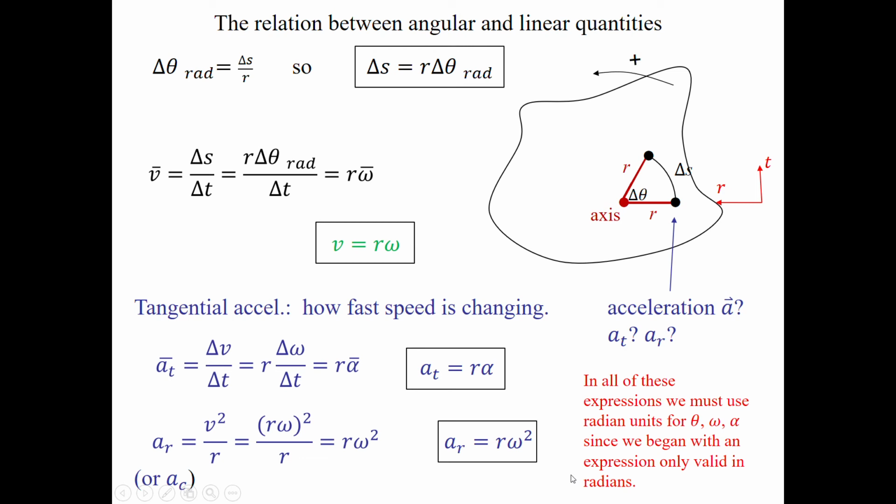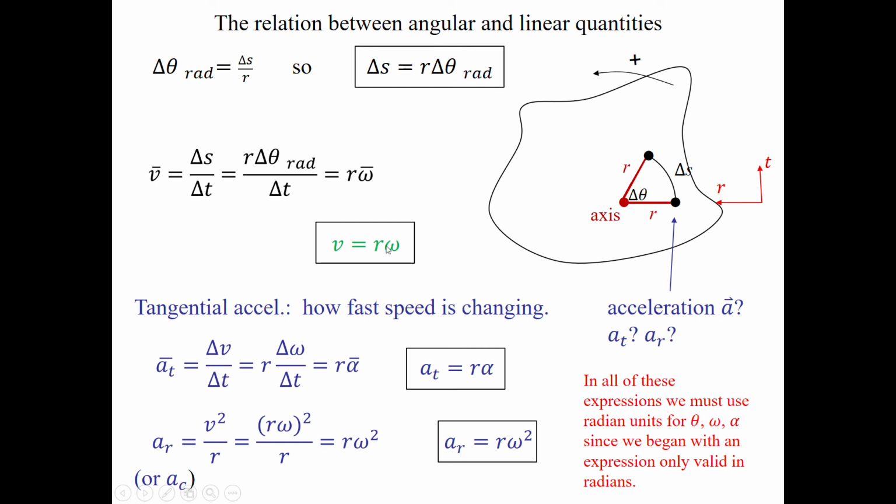Now, in all three of these expressions, because we assumed up at the top, and that assumption went through the rest of the slide here, we assumed that theta was measured in radians. Otherwise, this relationship wouldn't be true, and this one wouldn't be true. We used that relationship in the derivation of this one, and in the derivation of this one and this one. So in all of these, if they are going to be true, we have to use radian units for the angular quantities. In other words, theta has to be measured in radians.